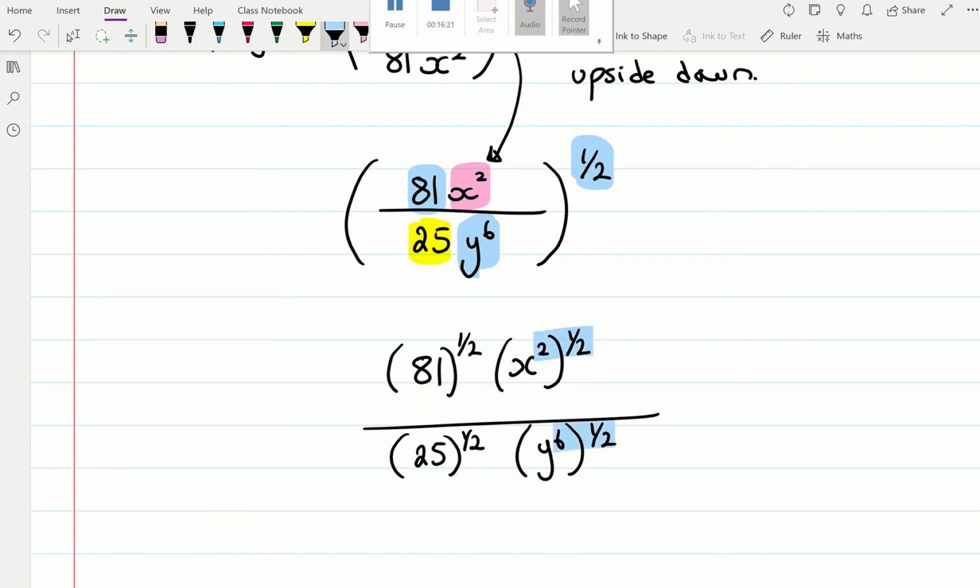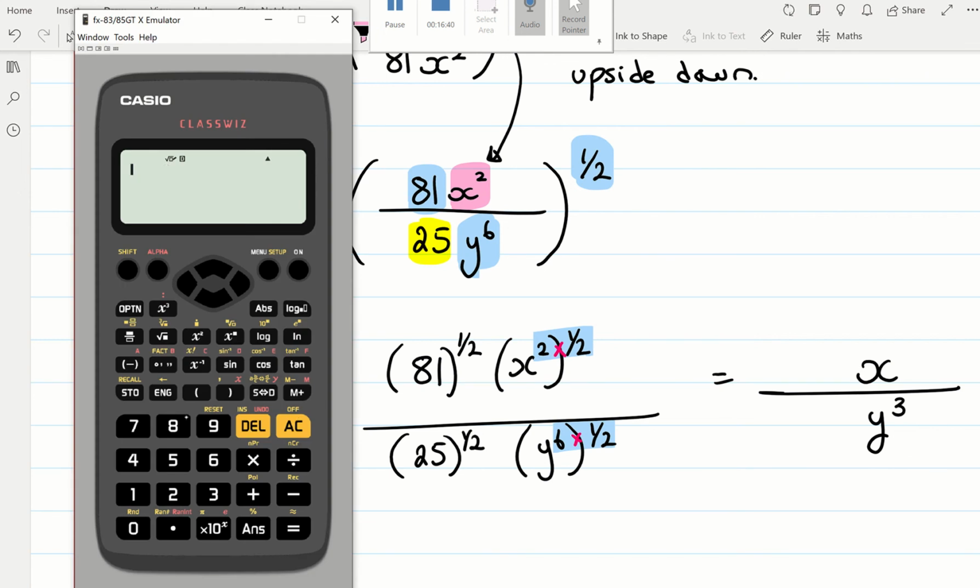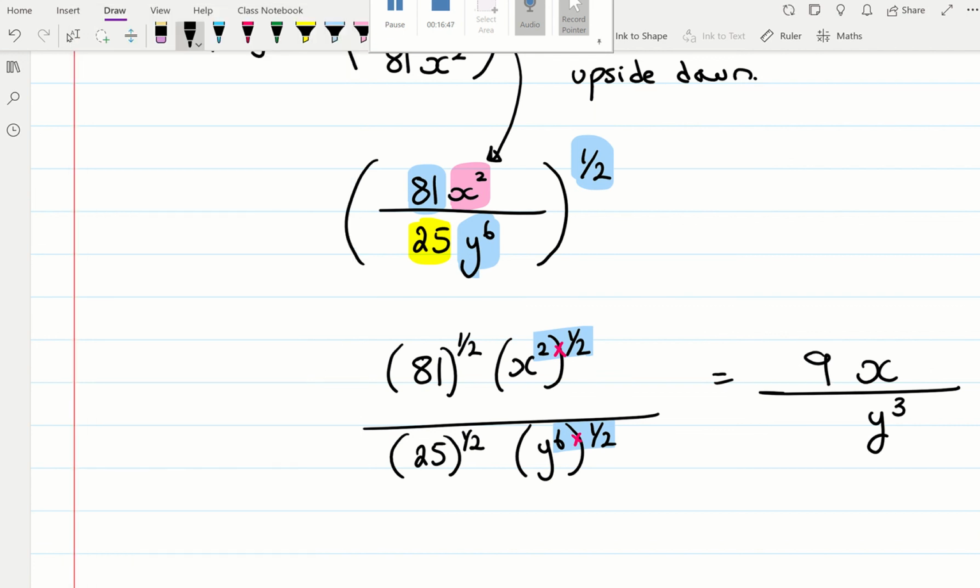Remember, those two powers are simply being multiplied. So I'm going to get x to the power of 1, and you don't need to write the 1, and I'm going to get y cubed. 6 times a half is 3. Now 81 to the power of a half is the square root of 81, which is 9. And 25 to the power of a half, and you can do that on your calculator, is the square root of 25, which is 5. And that is your answer.